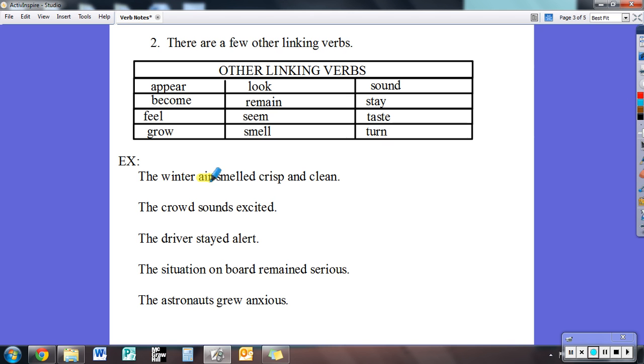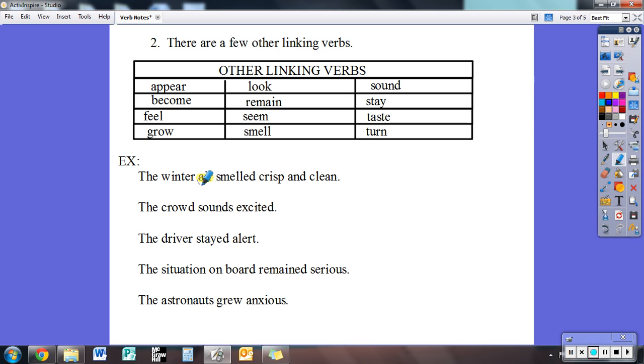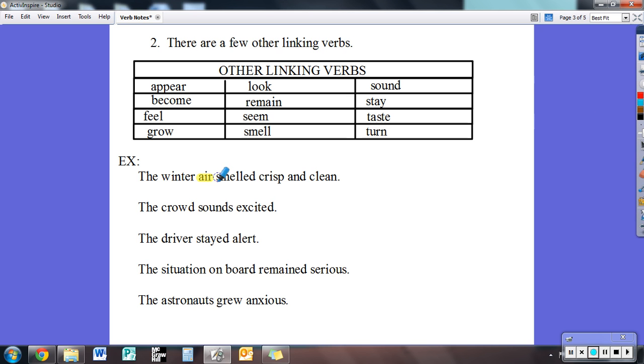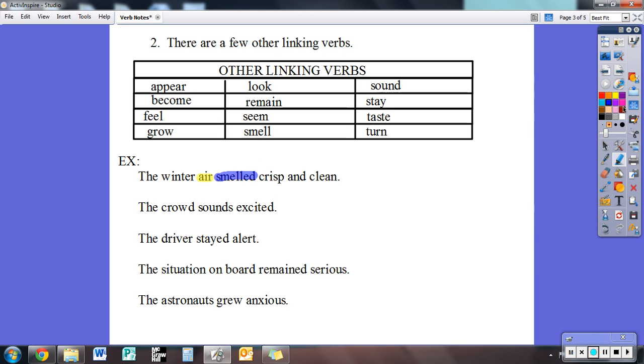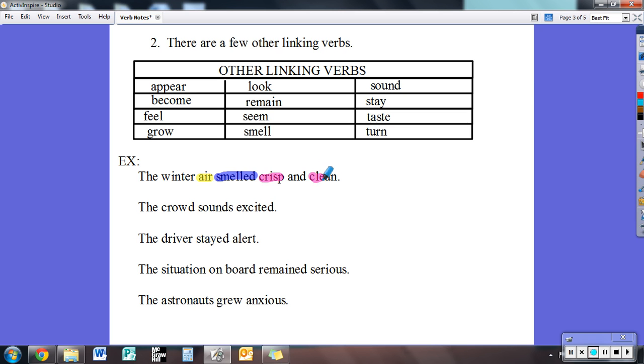So the winter air smelled crisp and clean. So air is my subject. From my chart, I see smell, and we're using past tense, so we're using smelled. And then I see crisp and clean. Crisp and clean are describing the air. So this is going to definitely be a linking verb.